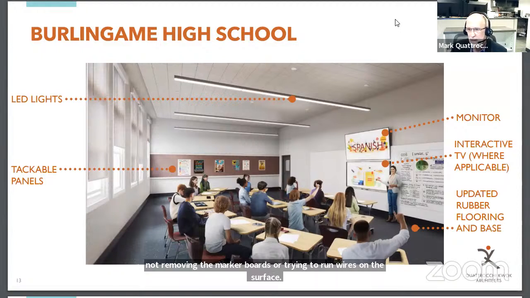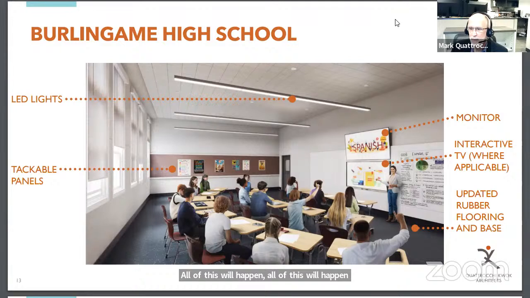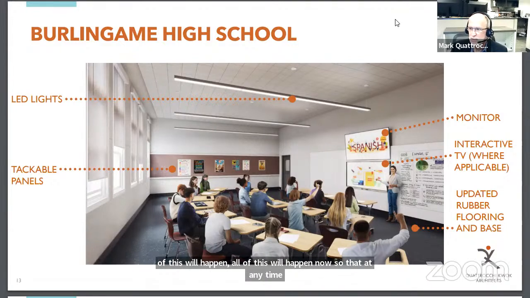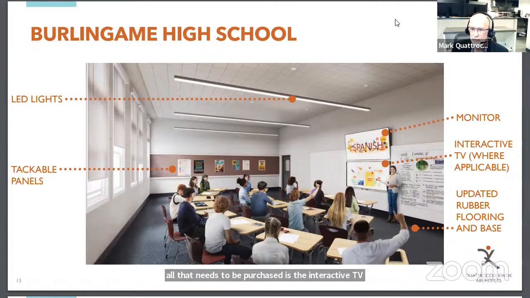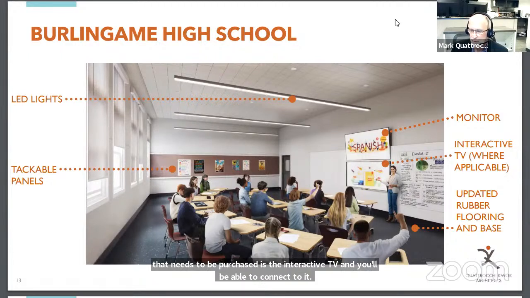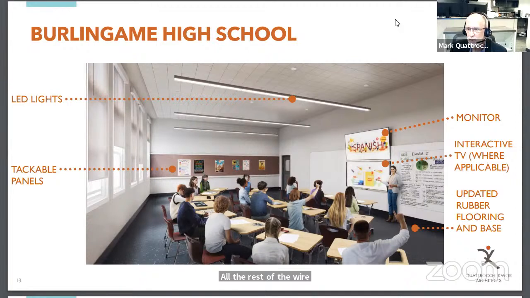All of this will happen now, so that at any time, all that needs to be purchased is the interactive TV, and you'll be able to connect to it. All the rest of the wire technology will be hidden behind the walls, so none of this will ever be seen, but it will be available in the future for the classrooms that wish to add that interactive monitor.